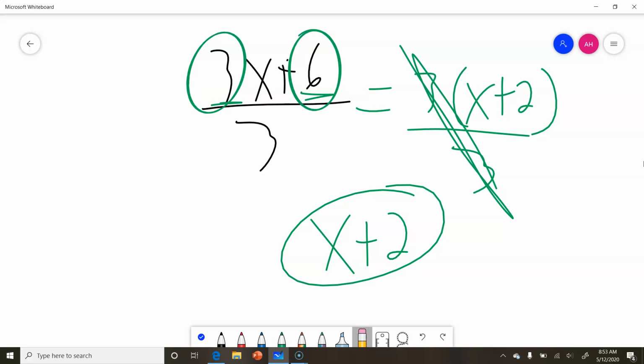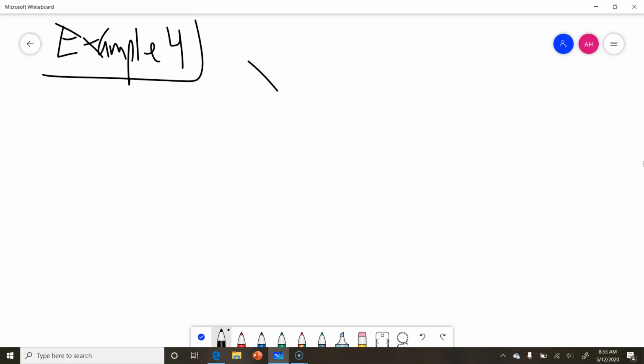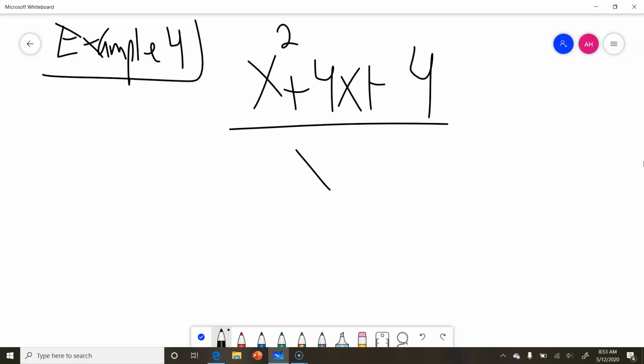Now, we can do this with our binomials and polynomials. So this is on the next page. This is example 4. Okay, you'll definitely want to watch this. This is x squared plus 4x plus 4, all divided by x squared minus 4. So now I have to factor. I'm trying to simplify here. So I got to factor this guy and this guy.